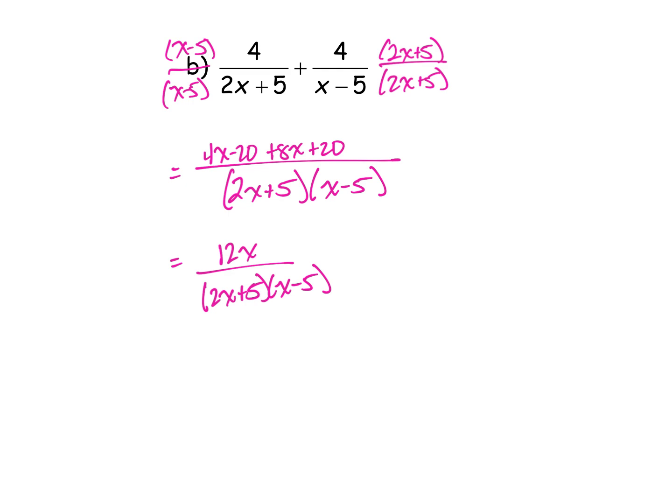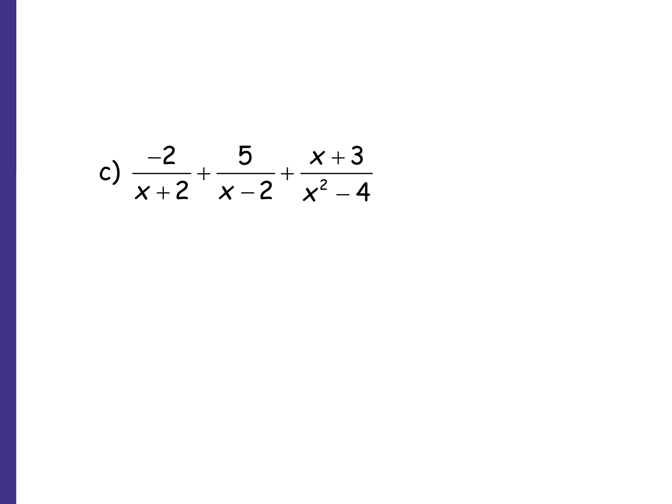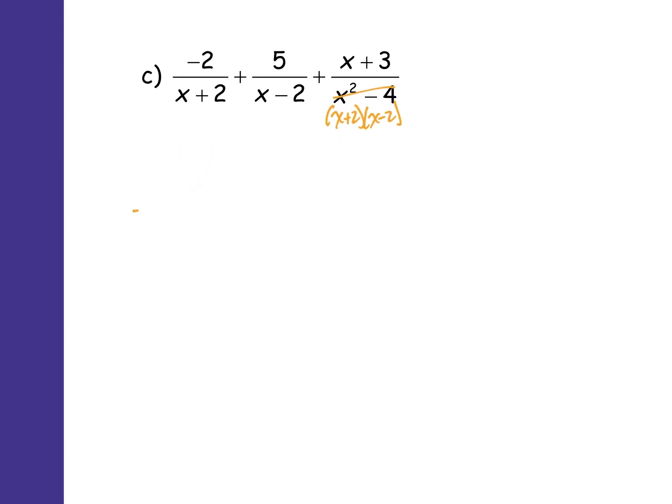All right, and then the last one on this page. Okay, so if I factored this, I get an x plus 2 and an x minus 2. So I think I have lots of room down here. So my common denominator, I'm pretty sure, is going to be x plus 2 and x minus 2. So this one needs an x minus 2. And this one needs an x plus 2. And the third one doesn't need anything.